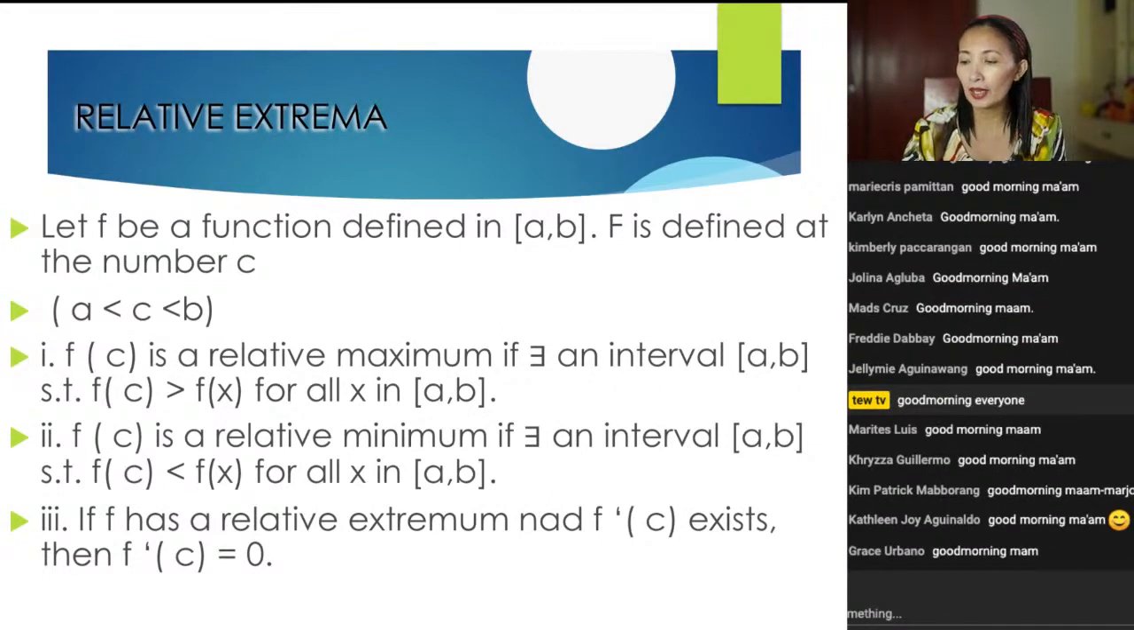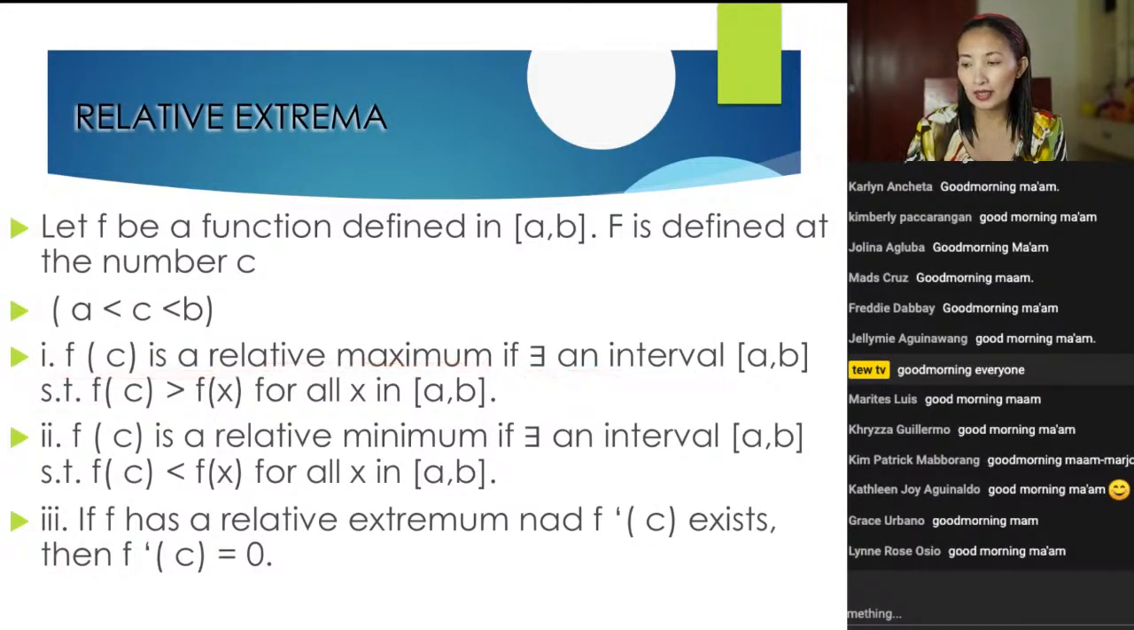F of c is a relative maximum if there exists an interval (a, b) such that f of c is greater than f of x for all x in that interval. And when is it a relative minimum? F of c, the function value at c, is a relative minimum if there exists an interval (a, b) such that f of c is less than f of x for all x in (a, b).